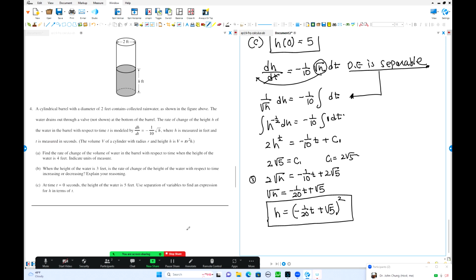How to think about number 4? Number 4 is not that hard. You can do A, B, C all together. That is not hard, is it? After class you review, okay? Repeat it.